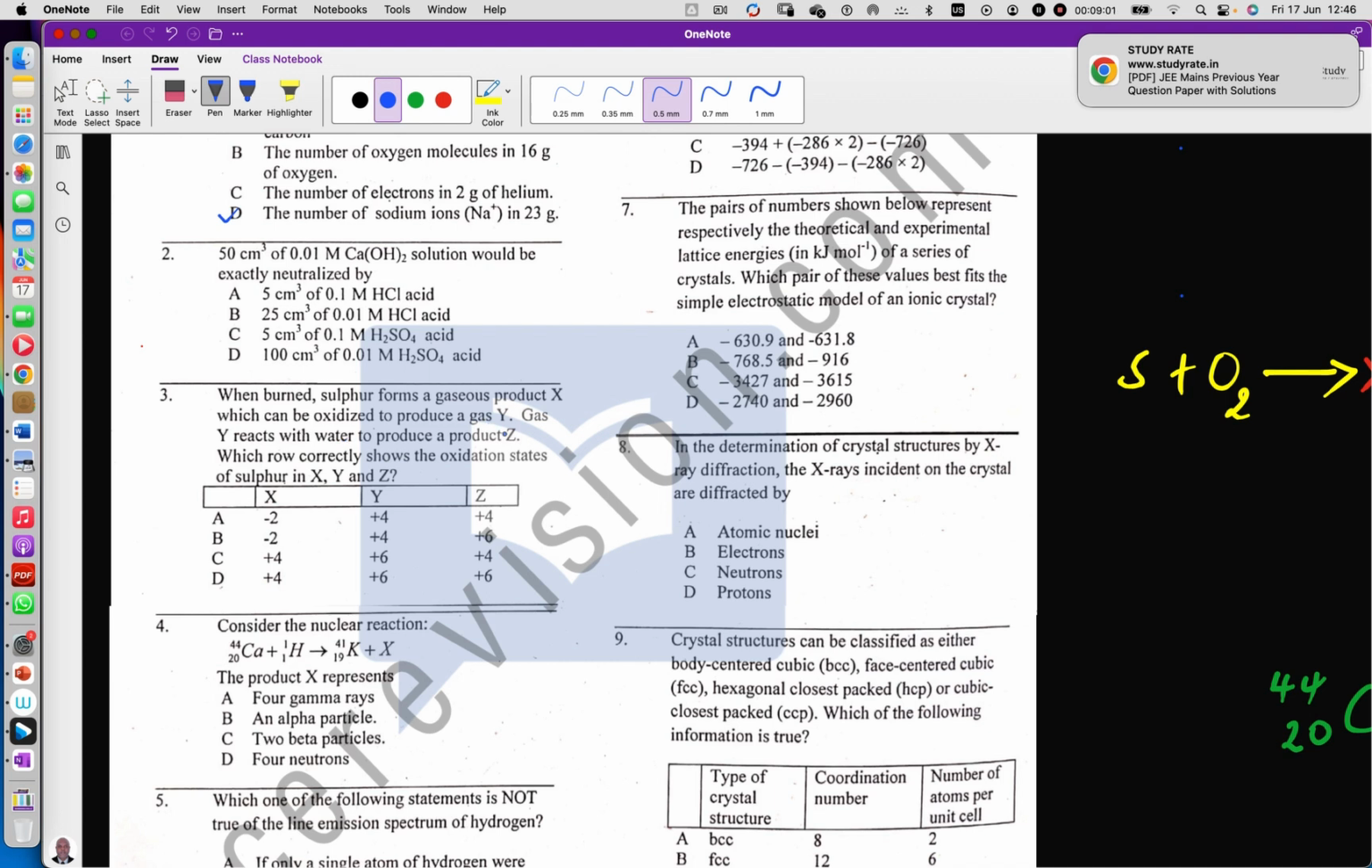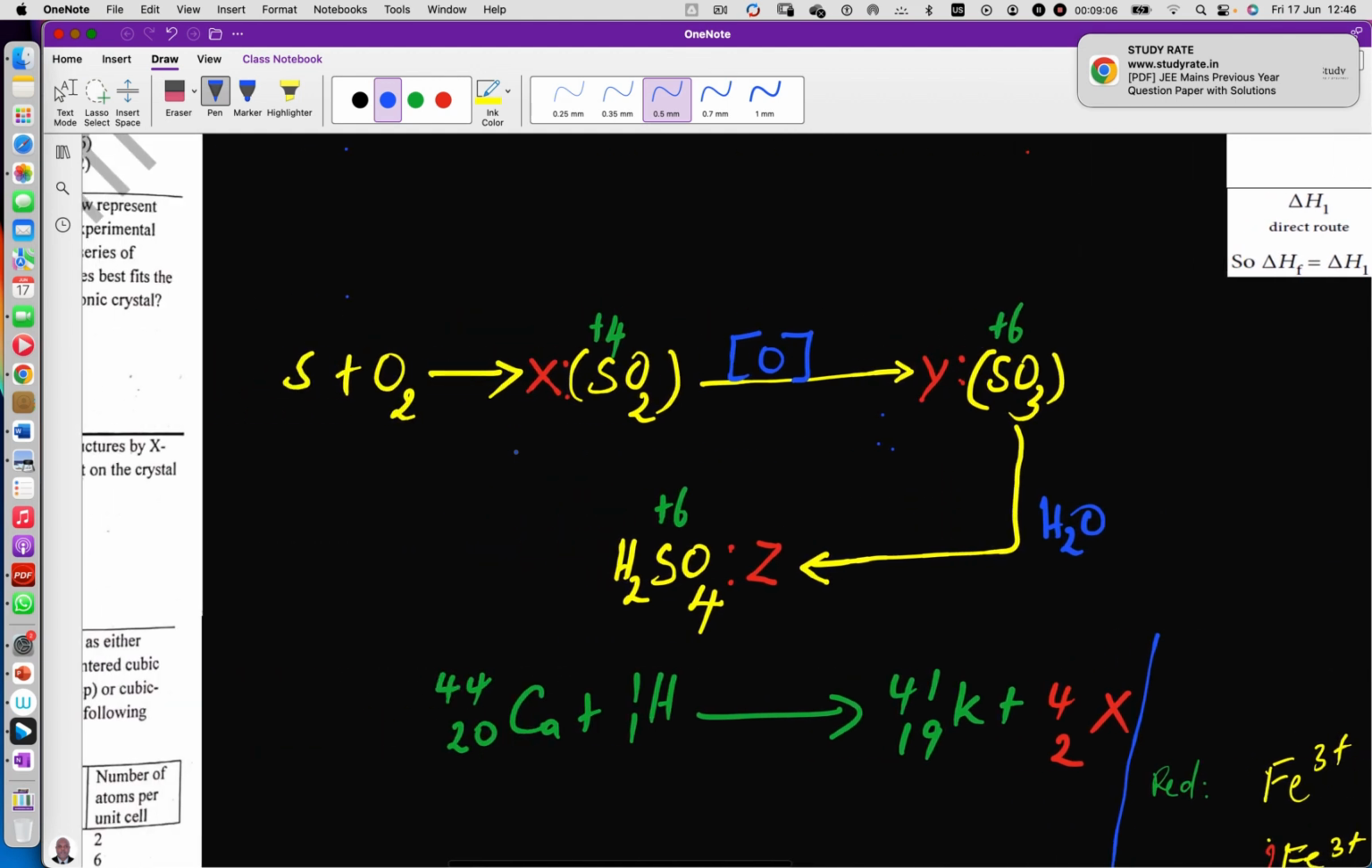Gas Y reacts with water to produce a product Z. Y is sulfur trioxide. Sulfur trioxide reacts with water to produce Z. And Z is sulfuric acid. So it is just as simple. They are just trying to describe to you the contact process, the production of sulfuric acid.